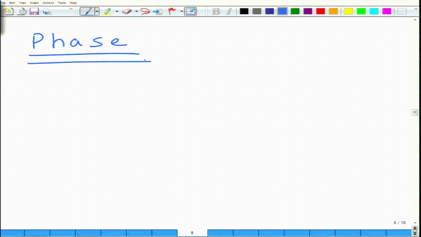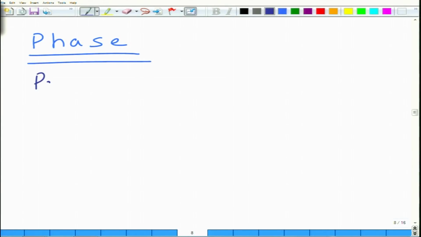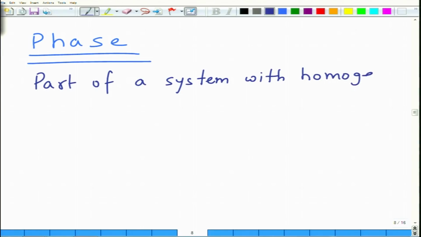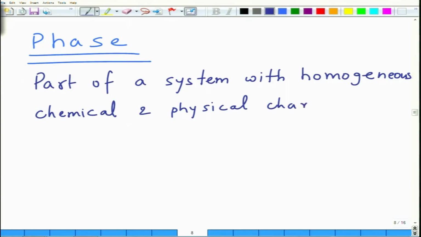Now, a phase is defined as part of the system in which the physical and chemical properties are homogeneous. So, we can say a phase is a part of a system with homogeneous chemical and physical characteristics. Okay.